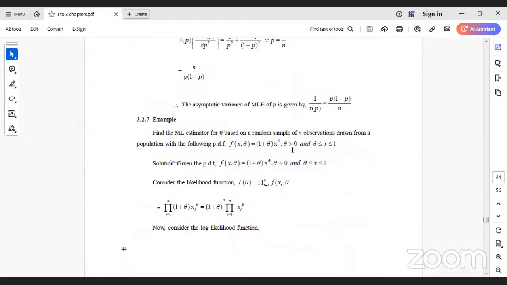Given the probability density function f(x, theta) = (1 + theta) x^theta for theta greater than 0 and 0 less than or equal to x less than or equal to 1. Consider the likelihood function L = product over i = 1 to n of f(xi, theta). So we are taking the bracket here also. L = (1 + theta)^n times the product of xi^theta. Considering the log likelihood function we are taking here.